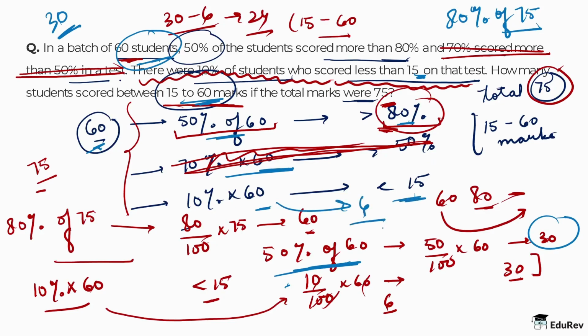And that came out to be 6. Now I wanted to find out the students who scored between 15 to 60 marks. So it will be simply 30 minus 6, that is nothing but 24 students. So I hope you people have now understood this case set pretty well. And on that note, let's move on to another question.